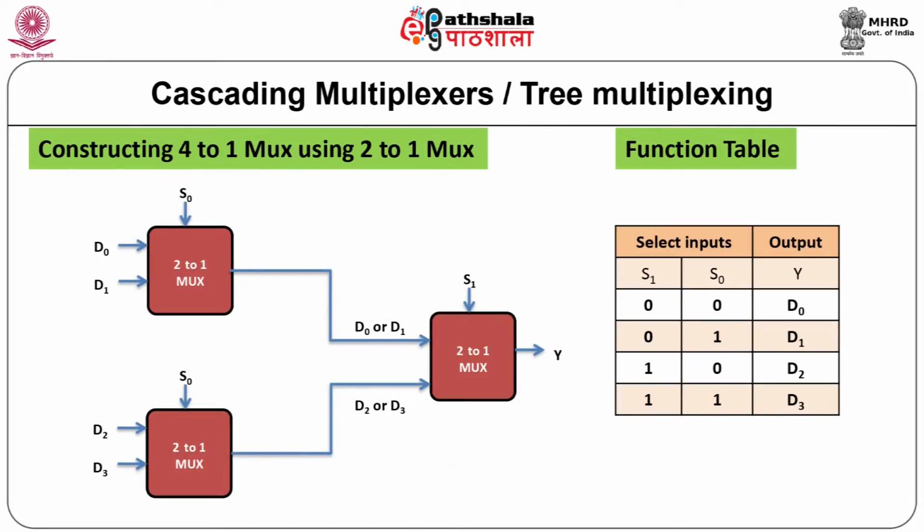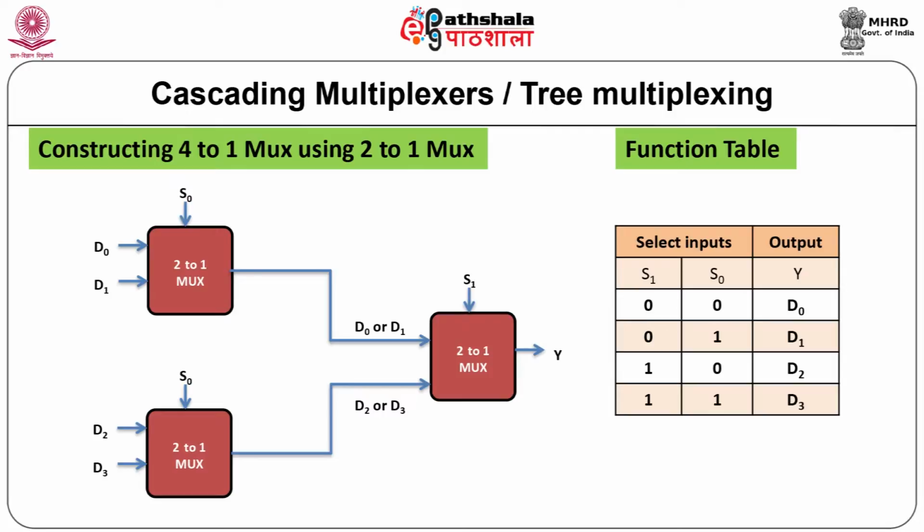As the number of inputs to the multiplexers is limited, say up to 16, to meet the larger input needs of a multiplexer, smaller multiplexers can be cascaded together for further expansion. This method is also known as tree multiplexing. Higher order multiplexers can be constructed by using lower order multiplexers.